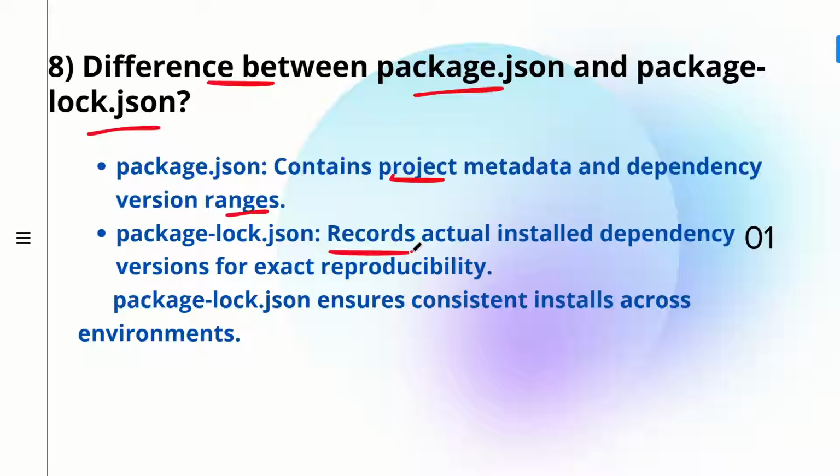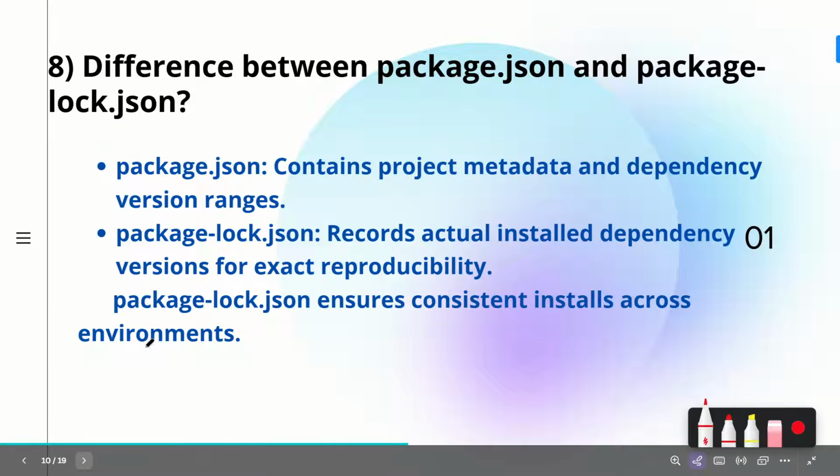actual installed dependency versions. Whatever was installed at the time of development, they are going to record those installed dependency versions for exact reproducibility. package-lock.json ensures consistent installs across environments. So that is the difference between package.json and package-lock.json. package.json contains the project's metadata and dependency versions, that's it, whereas package-lock.json contains the information about dependencies of dependencies and exact versions for the exact replication of whatever you have developed. So that's the difference. Now let's see the next question.